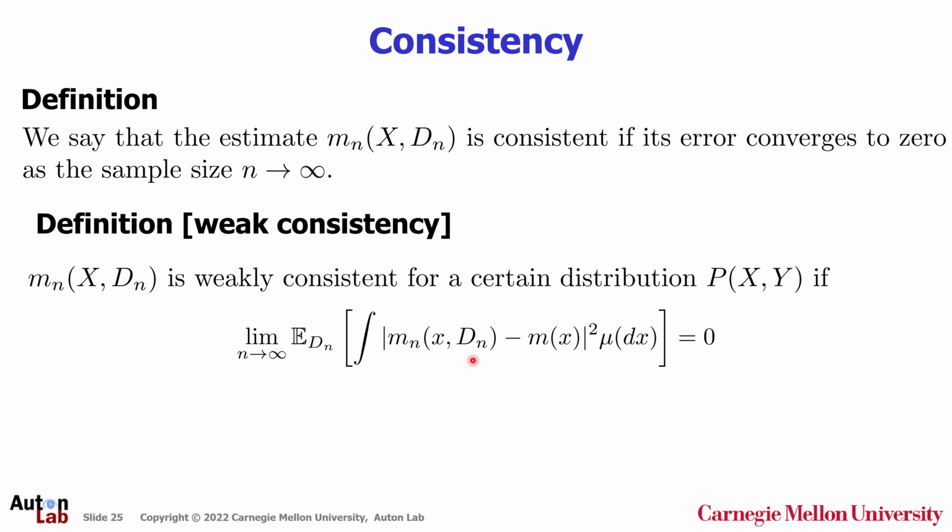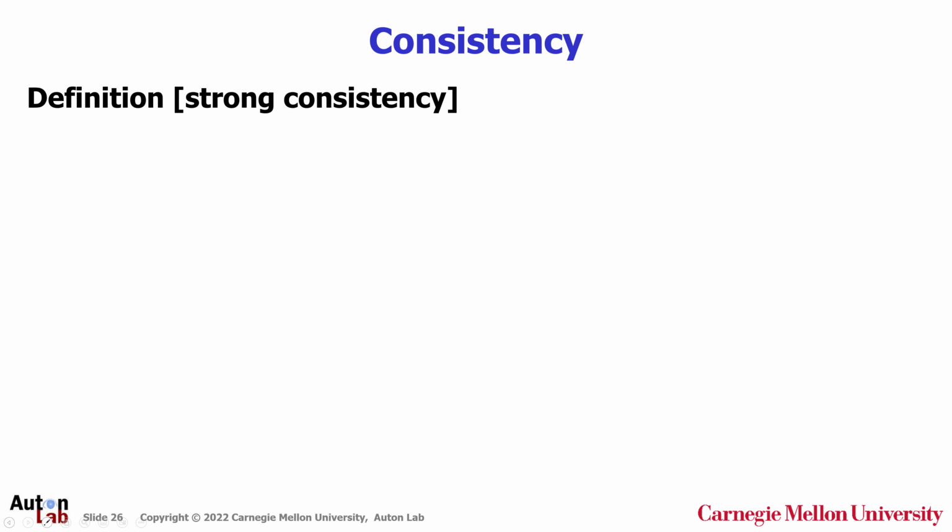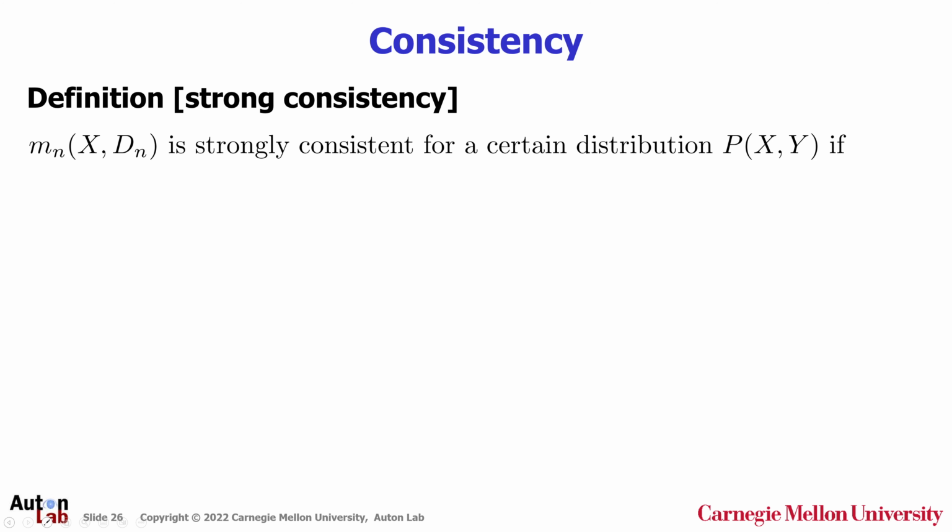So now we need to discuss what we mean on that a non-negative random variable is converging to 0. Here we say that if the expected value of this non-negative quantity converges to 0 for the distribution P, then the estimator mn is weakly consistent for this distribution P. Similarly, we can also define the strong consistency of an estimator. So let again P denote the joint distribution of x and y.